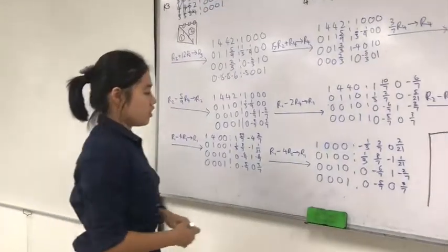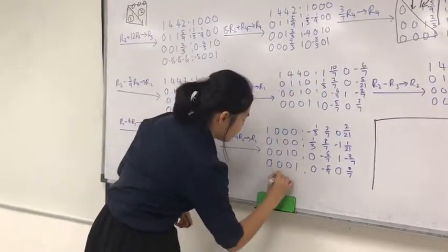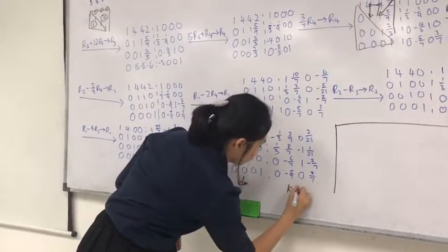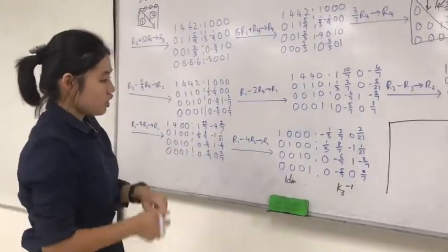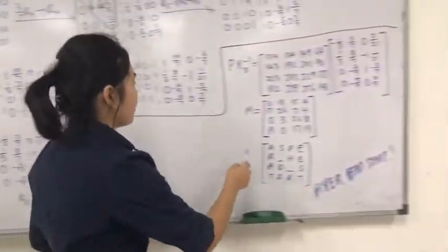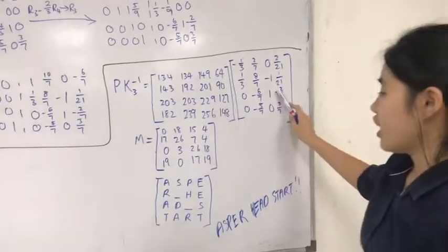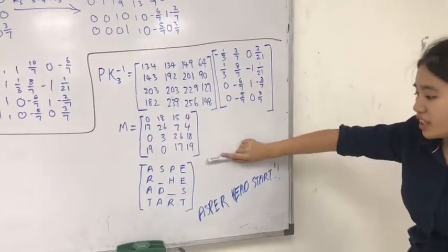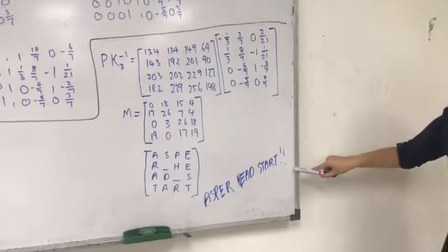So this one is the identity, and this one is the inverse of K3. We will use the inverse of K3 times P to get the hidden message M. I interpret it, and it becomes "as per head start". That's my final answer.